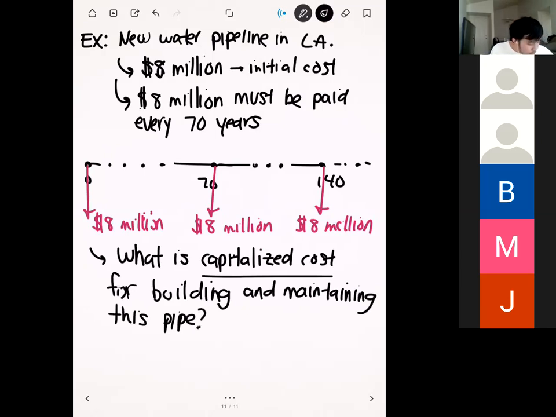What we're going to have to do is factor in the initial cost, and then also factor in all the replacement costs. And we're going to use the formula that we did on the previous page as well. All right, any questions on this example?